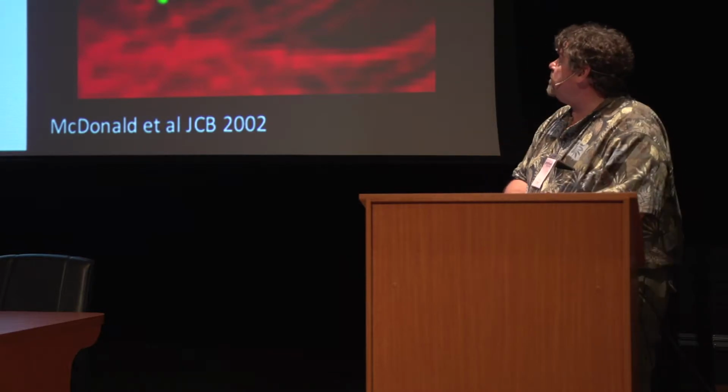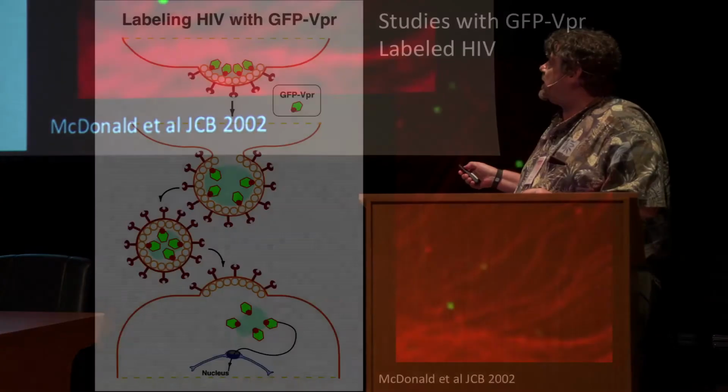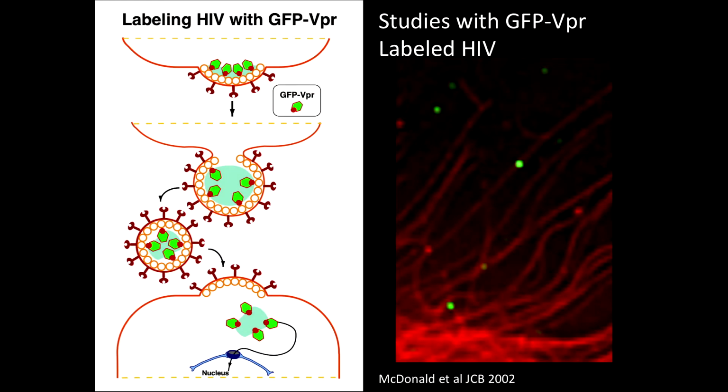All right, so one of the first ways that we labeled the virus and could follow it was by putting VPR in the virion. It interacts with GAG, and during assembly, it gives us these green virions. And then some of the first work we did was, when we started to look, the virus was moving in lines, and we were ultimately able to show that it was moving down microtubules, which explained that movement.